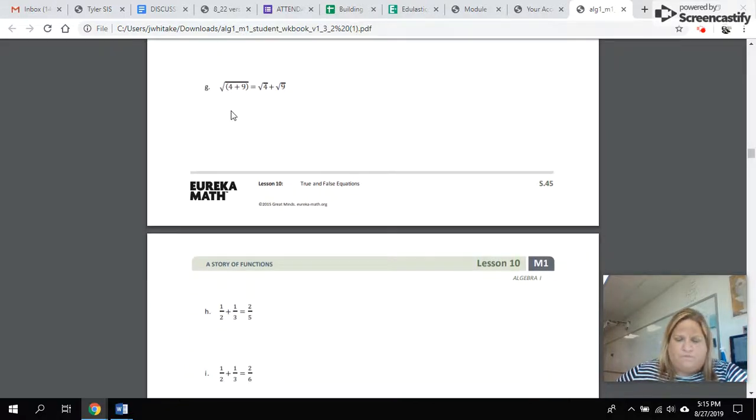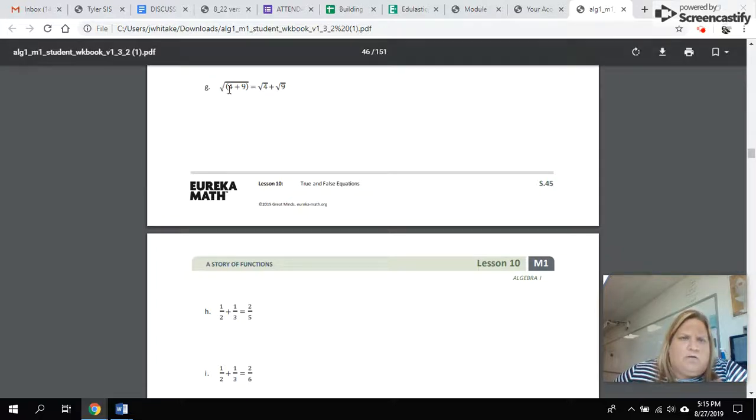G, this one is false. If you don't know how to do radicals, obviously we'll come back to it, but just a quick recap. 4 plus 9, you would do this, which would give you 13, and then you take the radical or square root of 13, which will give you a decimal. It's not a perfect square.